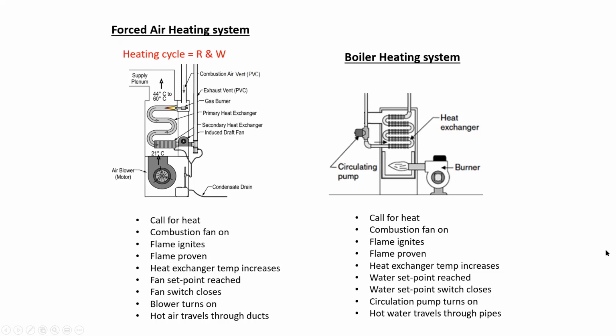Now, for a heating cycle on a forced air furnace, we would use terminals R and W on both the furnace and the thermostat. In a boiler heating system, we use the same two terminals on the thermostat, and the boiler will have an R and a W terminal to terminate the wires to.